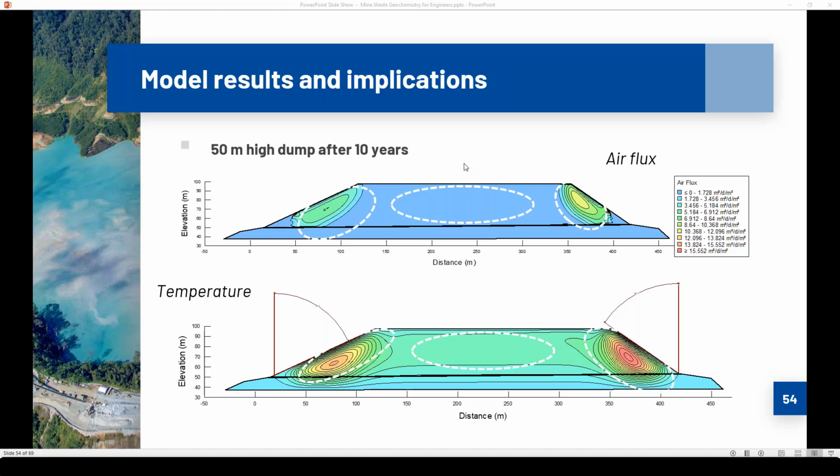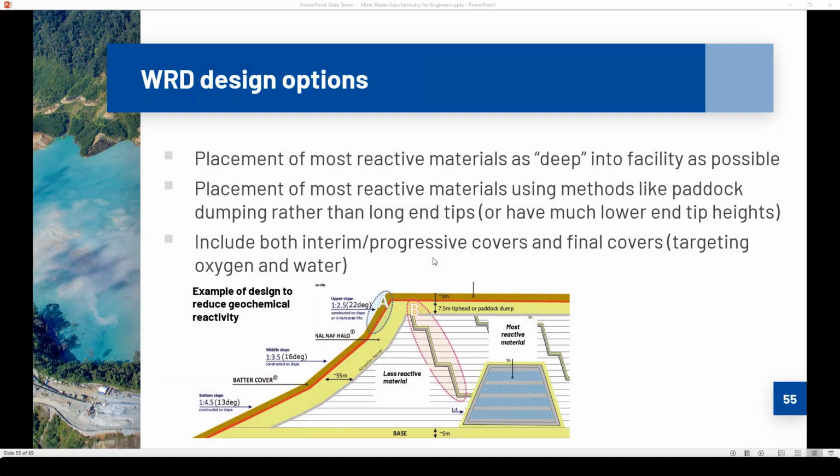So what we see at the bottom there is just the temperature. The more air we get into this facility, the higher the oxygen content. The higher the oxygen content, the higher the reactions. And because that's an exothermic reaction, we get higher temperatures generated within the dump. So what can we do about this?